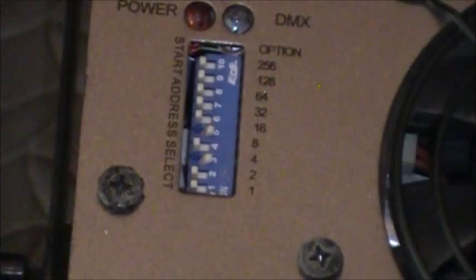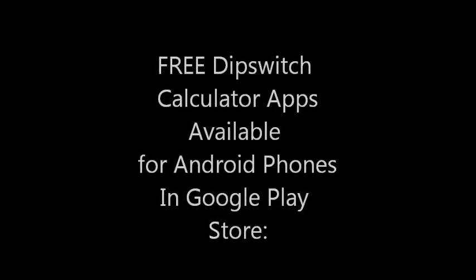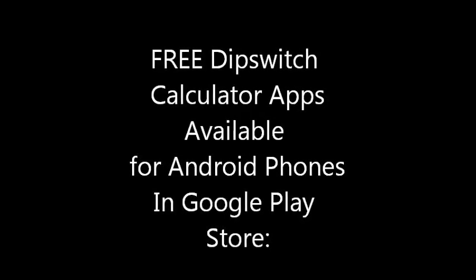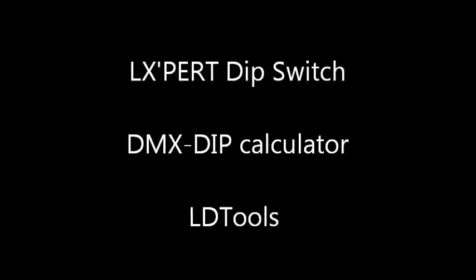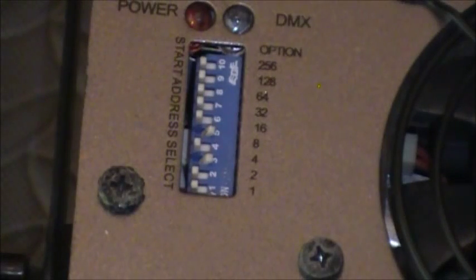If you want to go higher, in the hundreds, and you don't want to do all the math, you can get an app on your Android phone. I have a dipswitch app that I looked up on the Play Store. You can type in the number that you want and then hit calculate, and it will come up with the code that you're looking for.